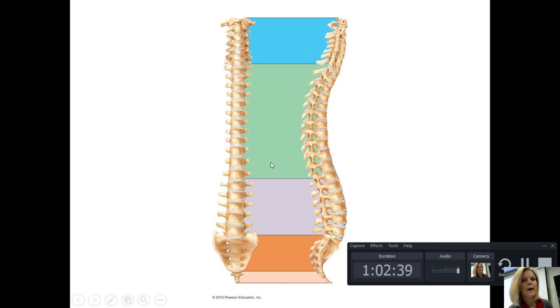Then we get down to the thoracic region, and the thoracic region is where the ribs come off. And there's 12 vertebrae there. And then the lumbar region is down here at the bottom, the lower back, where the spine curves inward. When we look at the side view of the spine, it's like a flattened S. So that inward curve is the lumbar region, and there's 5 vertebrae there. And then we have some fused bones. You don't need to know how many fused bones. Just know this whole bone here with the holes in it. This is the sacrum.